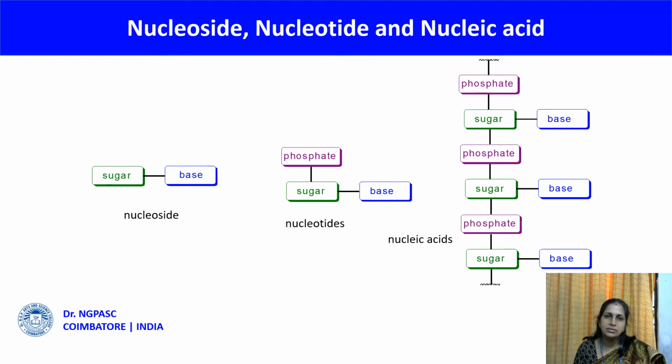Now let us see the difference between nucleoside, nucleotide and nucleic acid. As seen in the previous slide, nucleoside is composed of sugar and base. Sugar and base together is called a nucleoside. When a nucleoside is added with a phosphate group, it is called a nucleotide. And hence nucleotides include phosphate, sugar and a base. Each monomer of nucleotide will be linked by phosphodiester bond forming a nucleic acid. Hence nucleic acid is a polymer of nucleotides.